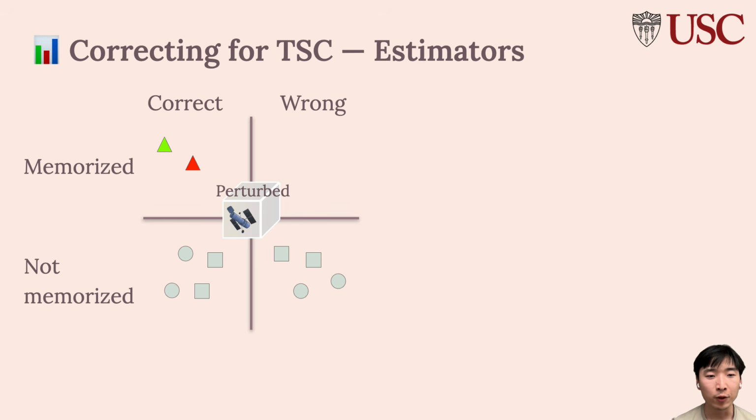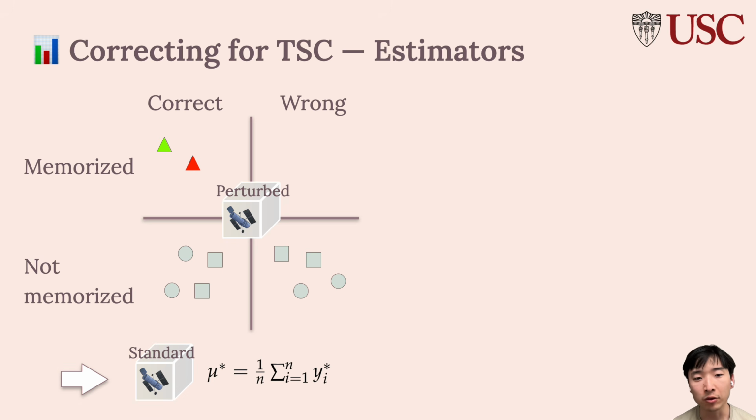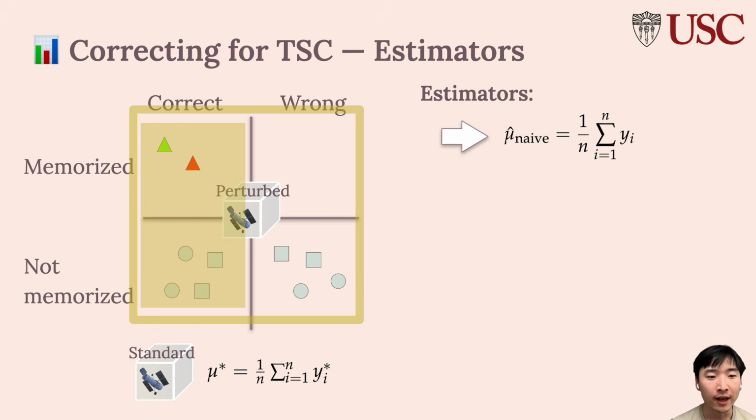I'll give an overview of the correction estimators. First, our correction target is the standard model, and our goal is to estimate the correctness of the standard model. The Y star denotes whether the standard model was correct or not. The naive estimator does no correction and counts up all the correct examples. This is the dirty test score mentioned earlier.